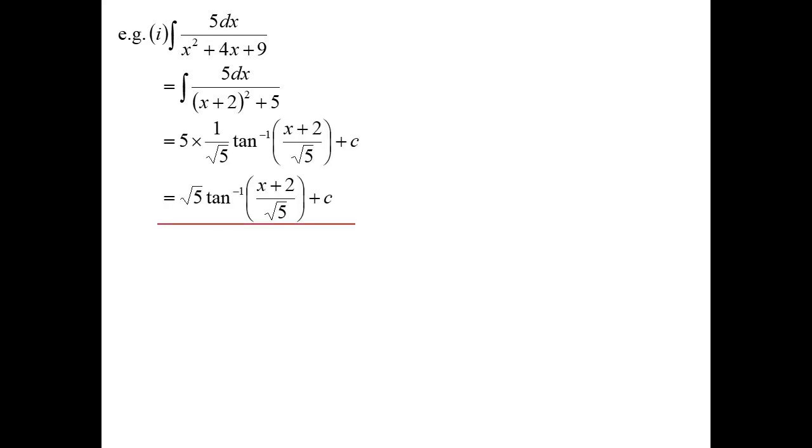So x squared plus 4x plus 9, well, 5 on it. Doesn't really matter what the constant is on top. We complete the square. So I get x plus 2 squared plus 5. So I've got a situation where it's x squared plus a squared. Well, that's inverse tan. So 1 on the square root of 5, inverse tan, x plus 2 on the square root of 5. But this integral was 5 times that. So we get root 5 times the inverse tan of x plus 2 on root 5. Well, let's have a bit more fun.